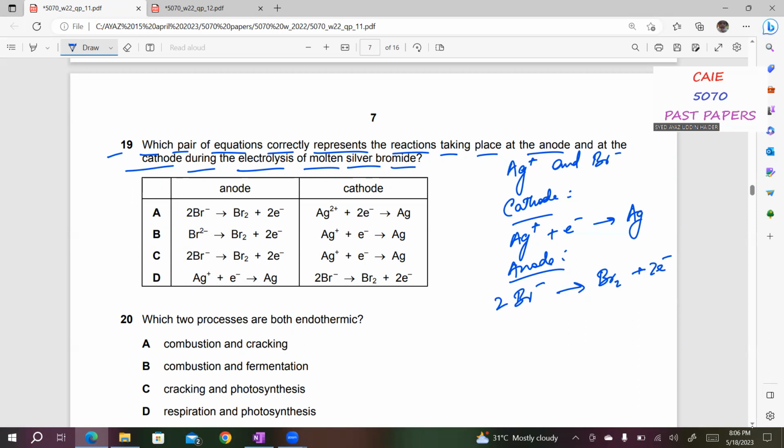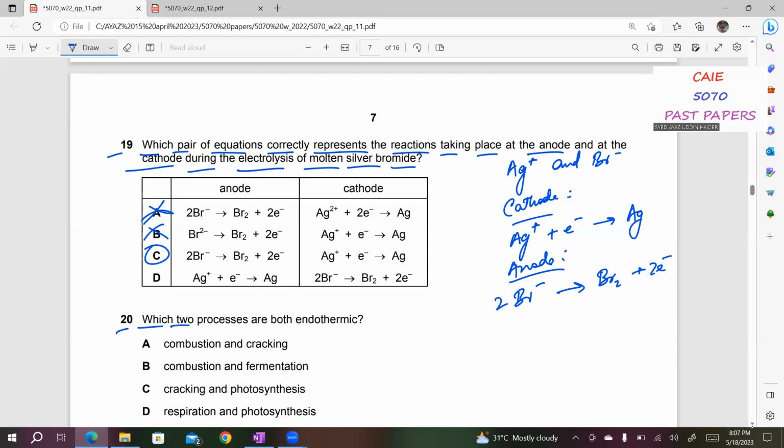In choice A, we have Ag plus 2, so this will be wrong. Choice B, Br2 minus, again this is wrong. We have Br minus ion. Choice C, 2 Br minus gives Br2 plus 2 electrons. And at cathode, Ag plus electrons gives Ag. This will be the right answer for 19.